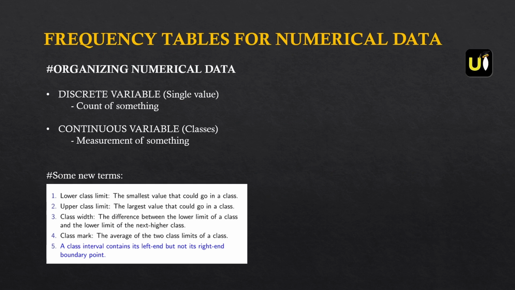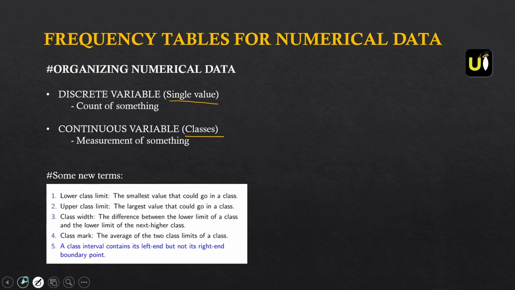So now here we have frequency tables for numerical data. We have organizing numerical data. We have two types here, that is discrete variable and continuous variable. Discrete variable means single value and continuous variable means classes. All right. So discrete is the count of something and continuous is the measurement of something.